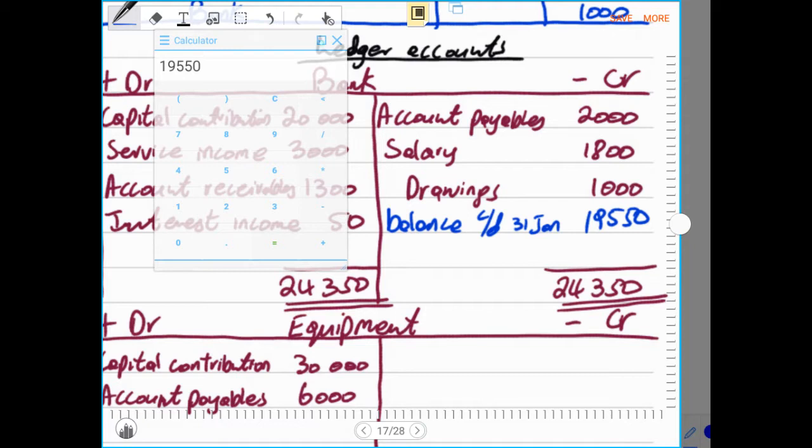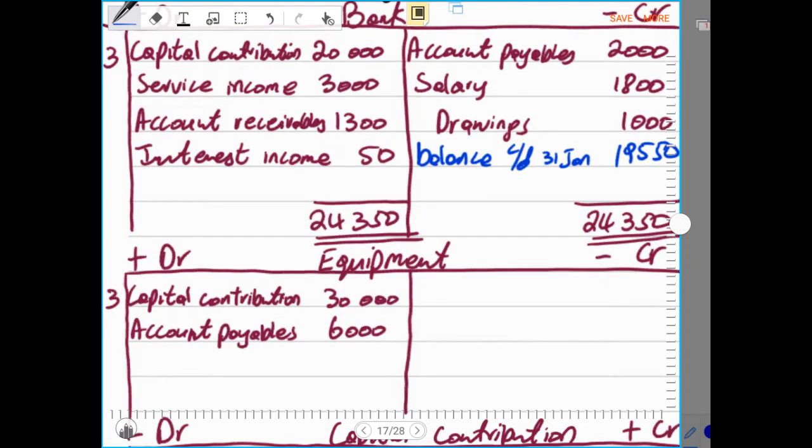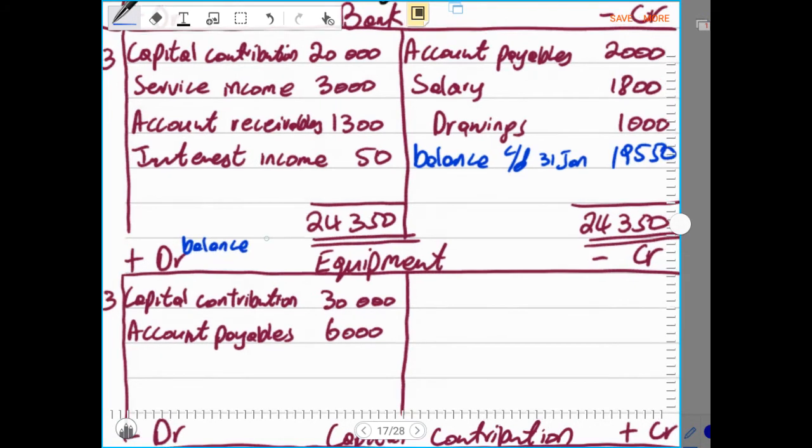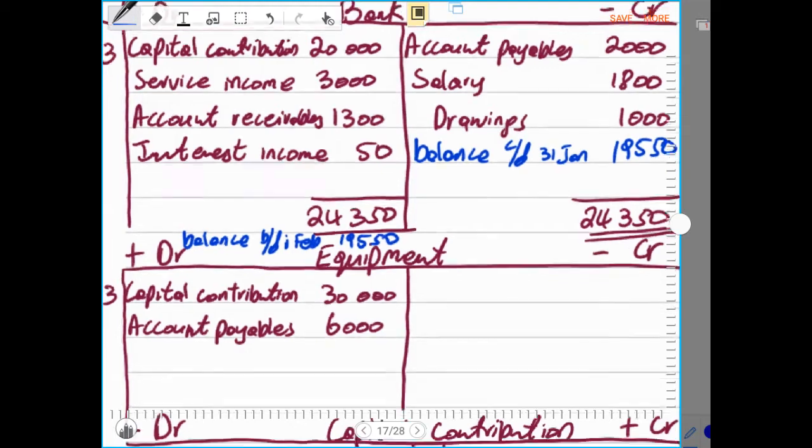19,550 rands. Then after now we'll have to have a balance brought down. Sorry for the limited space, but I'll just use a different color so that we can see. Our balance brought down will be the same amount of 19,550 rands. So take note that balance brought down will be on the 1st of February, because balance brought down is a balance at the beginning of the period. Then our bank account will be balanced.